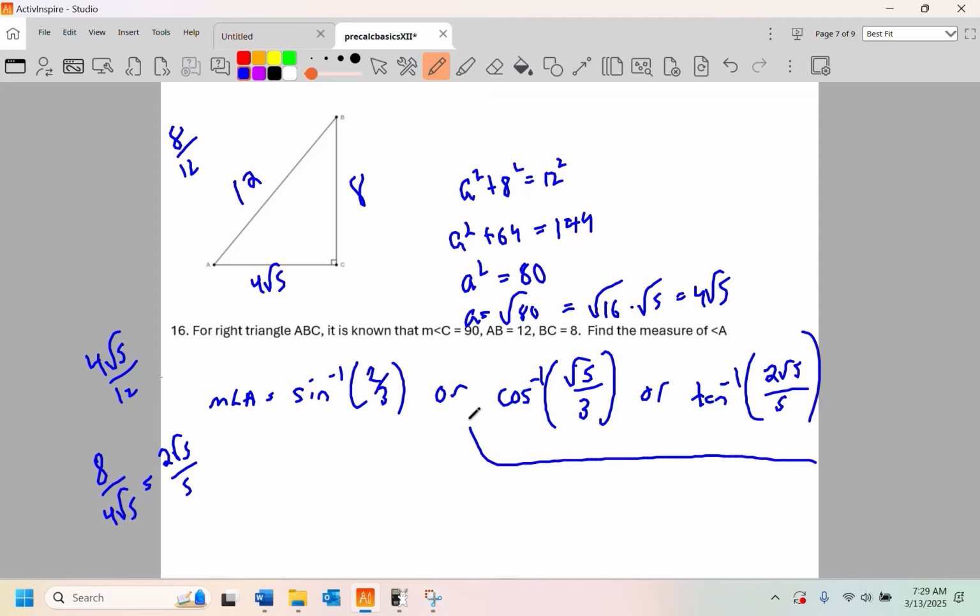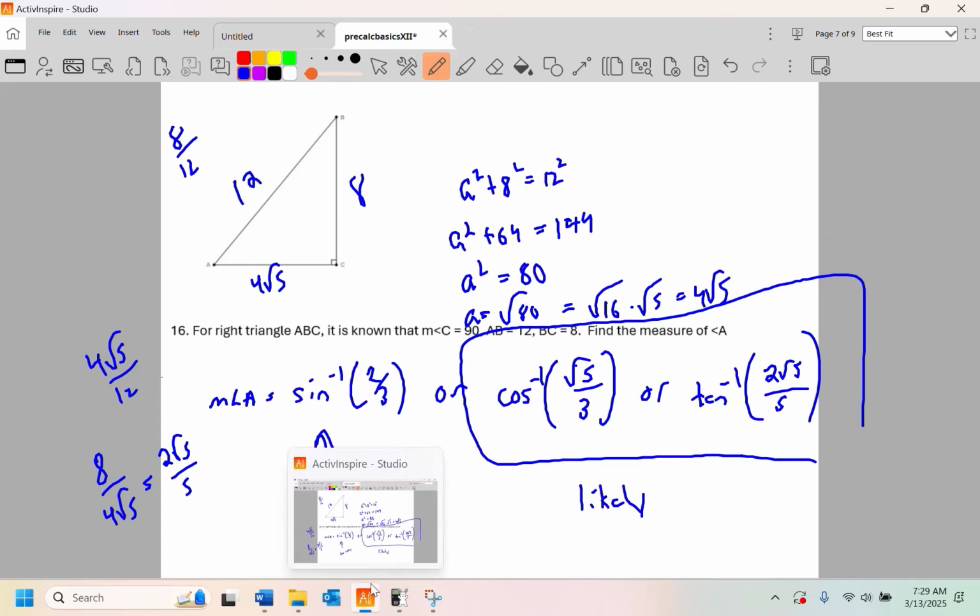So, you know, either one of those two are likely. This one is just too easy. Like, I wouldn't do that. It's just too easy.